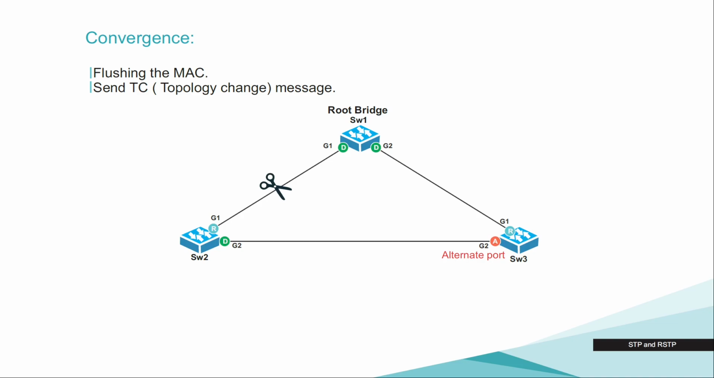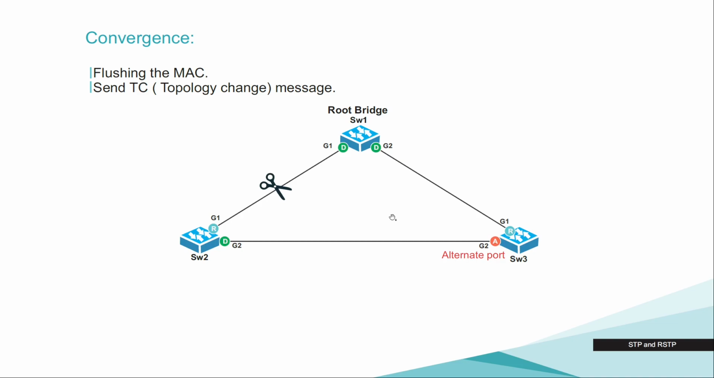Let's take a look at the STP convergence, and we mean by convergence here that if something happened to our network, for example, a link goes down, in that case, STP will do two things. It will flush the MAC address table, and it will send a TC or topology change message. Some people also call it TCN, which stands for topology change notification. What we will discuss here works the same for STP and RSTP protocol.